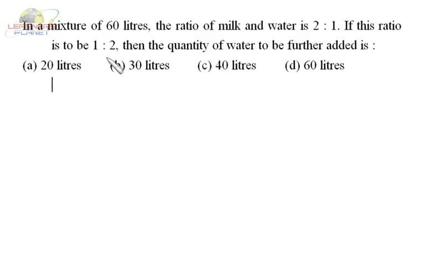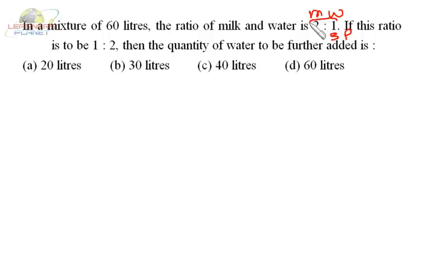Friends, you wish to do this problem mentally? Let's try. Suppose I want water to be double. Milk is 2, water is 1, and I want water to be 4. If I want water to be 4, I have to add 3 parts of water. Then water will be 4 and milk will be 2, and the ratio will be 1 is to 2. That means I have to add 3 parts of water.